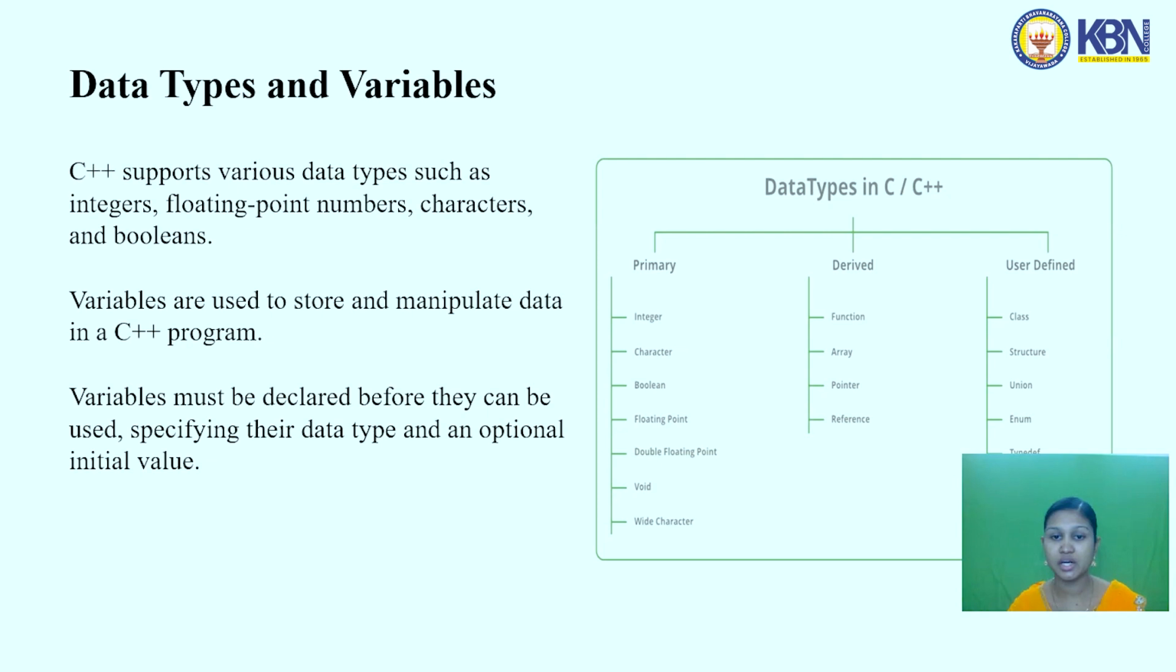Now the void data type and void category. Derived data types are these categories: function, arrays, pointers and reference. User defined data types are those the user can create, like class, structure, union, enum and typedef.